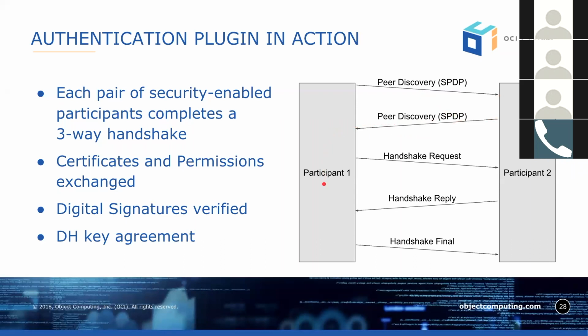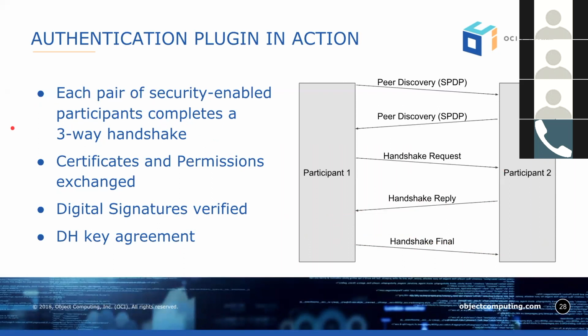Let's look at participant 1. When it receives that peer discovery message, which has security information in it, it knows it can send a handshake request over to participant 2. Participant 2 can receive and process that handshake request and generate a handshake reply, which comes back to participant 1. It can receive and process that reply and send a handshake final. Now these two peers have completed their authentication process. So each pair of security-enabled participants will complete a three-way handshake, as we've seen here.